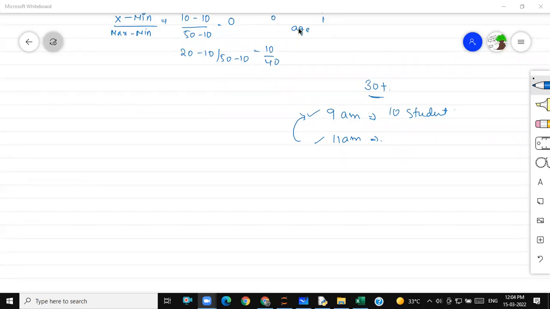Offline classes we are about to start. I think it will take a little bit of time, maybe another 15 days, maybe 10 days. I think they are planning to start from 25th of March, but I am not sure about that. They have to get the confirmation from their side.